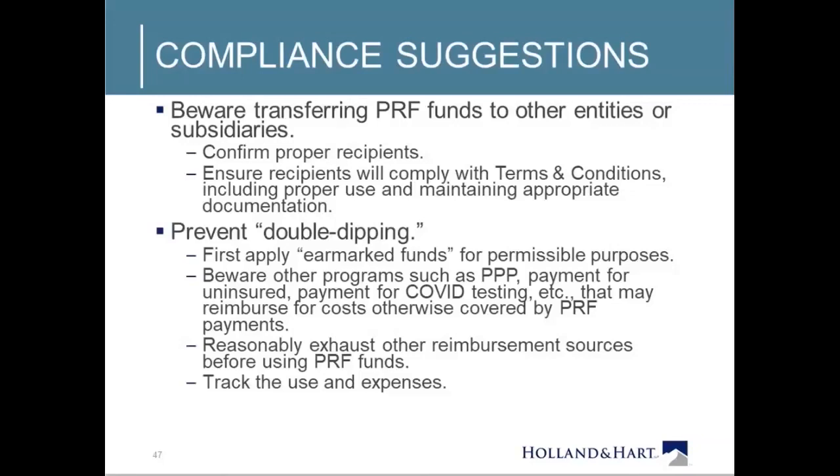Again, prevent double dipping. You can't use the PRF funds if those expenses were covered by some other program or reimbursable by another source. So if you do have funds that are earmarked for a particular purpose, use those funds for that earmarked purpose first, right? Because that way you can maximize the use of your funds. So use the funds for the things that must be used for first, and then you can use the general distribution for other related purposes.